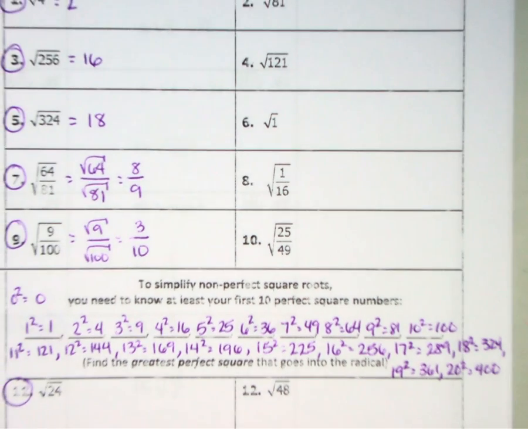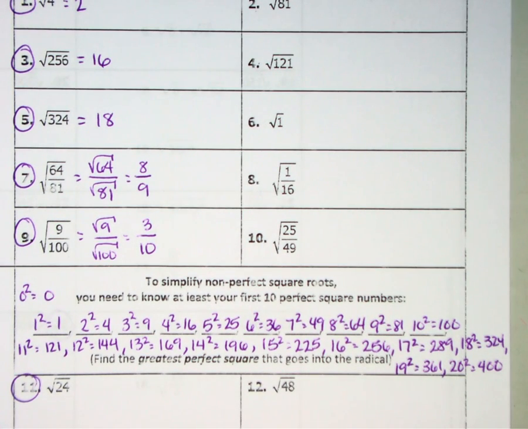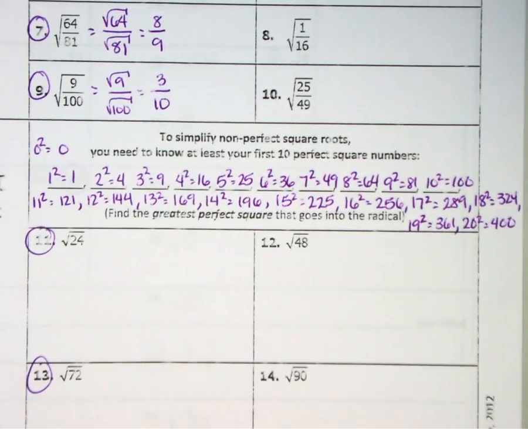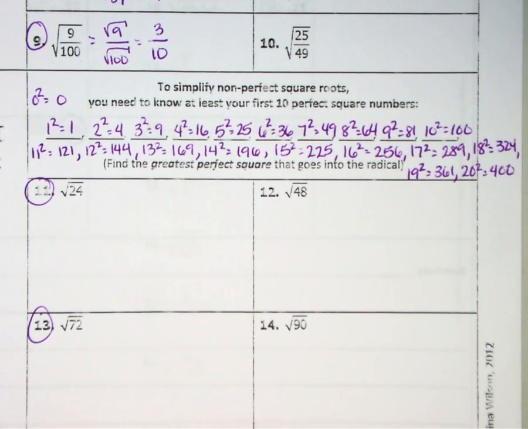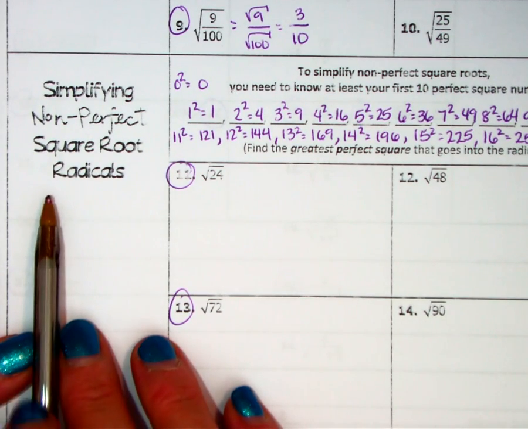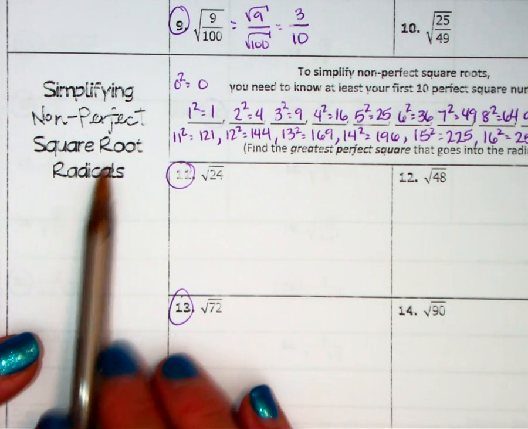Now, one of the reasons why it's important to memorize these is because a lot of times we are going to be dealing with problems that aren't perfect squares. But just because they're not perfect squares does not mean there's nothing that we can do. And what I want you to avoid doing is just going to your calculator and getting a decimal, because that's not what this is about. We are no longer relying on our calculator. We are no longer looking for a decimal. Instead, we are doing something called simplifying non-perfect square root radicals.